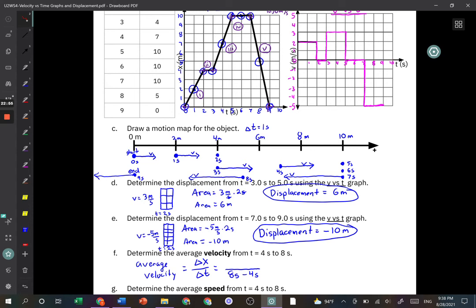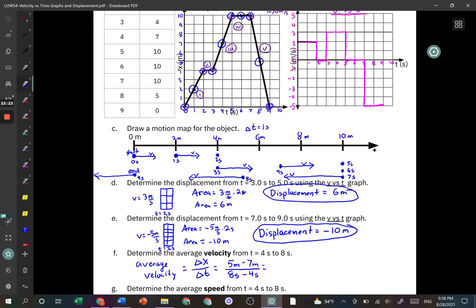So at 8 seconds right here, we go up, we have a data point, which right there looks like it's going to be at 5 meters. So the final position in that region is positive 5 meters. And then at 4 seconds right here, if we track that up, looks like we have a position of 7 meters.